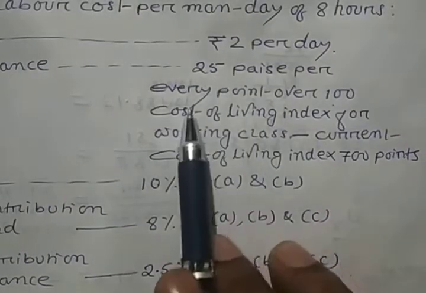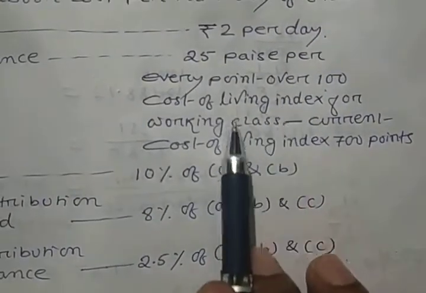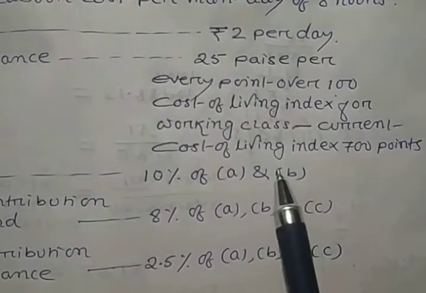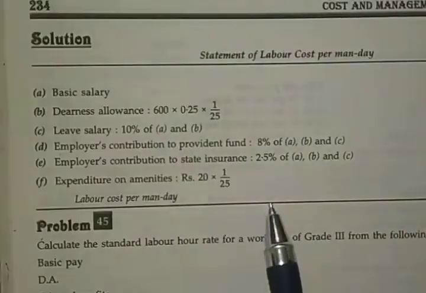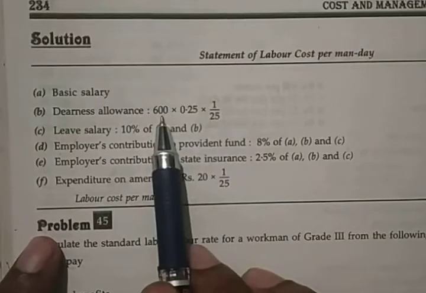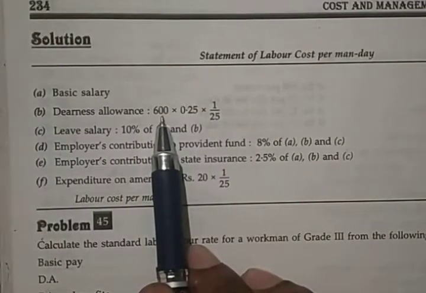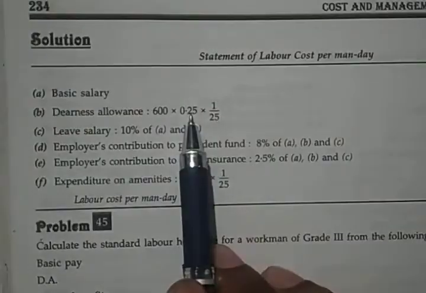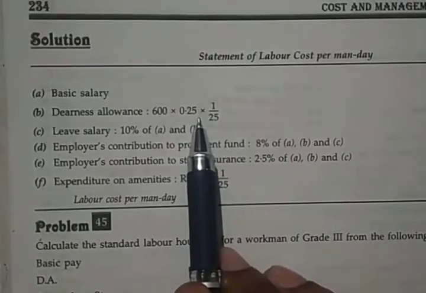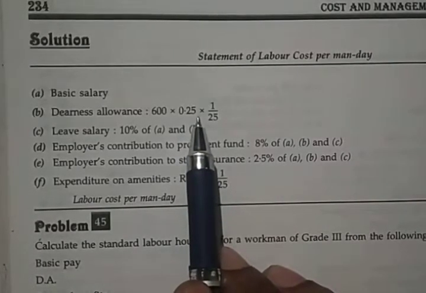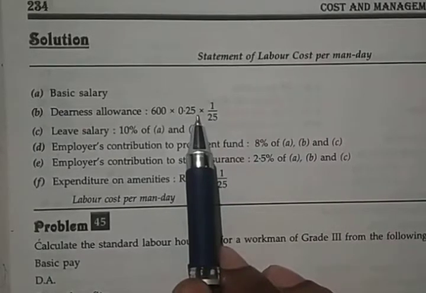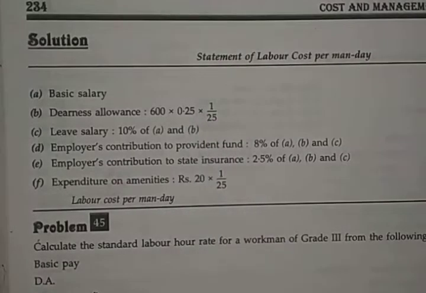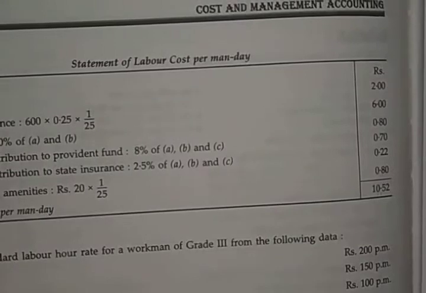But you remember, this information is given for 1 month, and you have to convert this month into per day. So how will you do this? Let's see. Solution: dearness allowance, 600 points difference. Then 25 paisa, that means 0.25. Since it is given for a month, you have to convert this month into days. That's why you write 25 days below. Then if you calculate this, the dearness allowance value will be rupees 6.